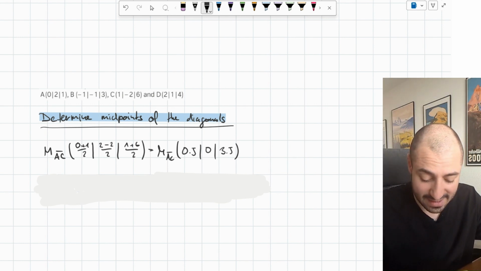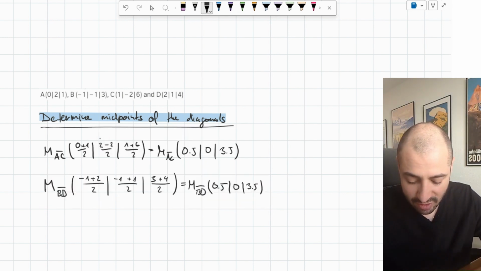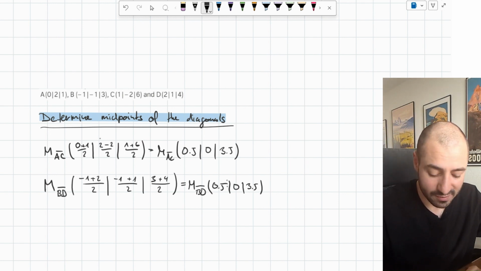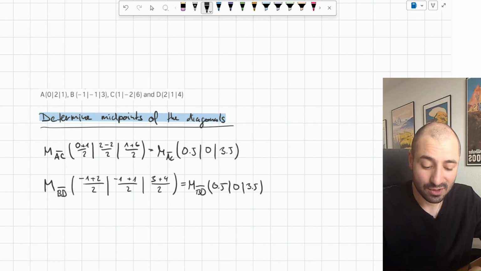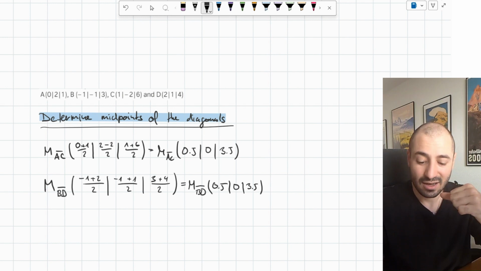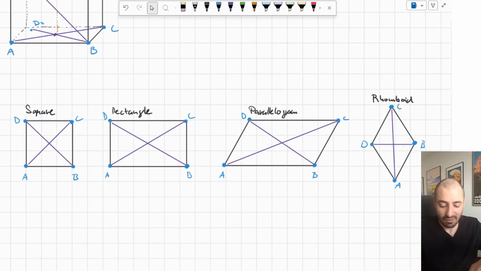We can just do the same for the diagonal BD, which I already did, and we will get the midpoint 1/2, 0, 3.5, which is the same. So here we figured out that the midpoints of these 2 diagonals coincide. Let's repeat again what this means. This means, first of all, that the points A, B, C, D form a quadrilateral, and it also tells us that they form one of those 4 quadrilaterals here. All right, so now we just need to figure out which one of those 4 it is.